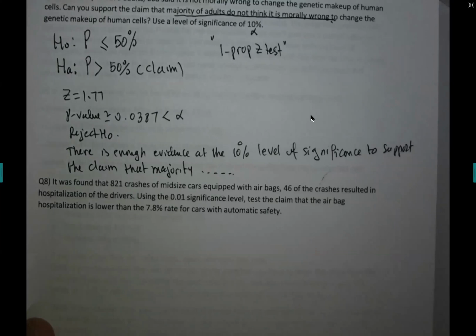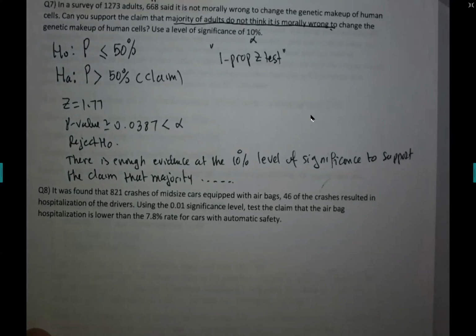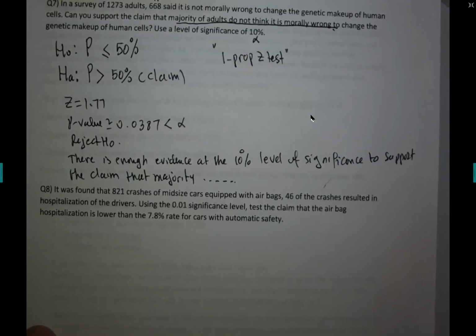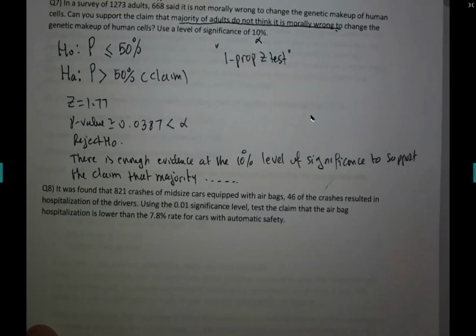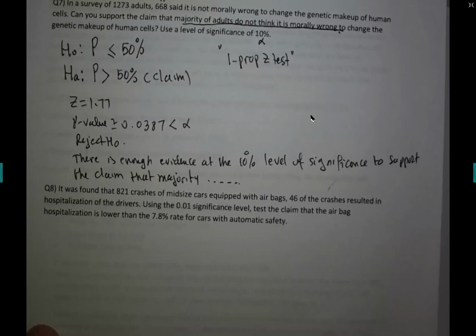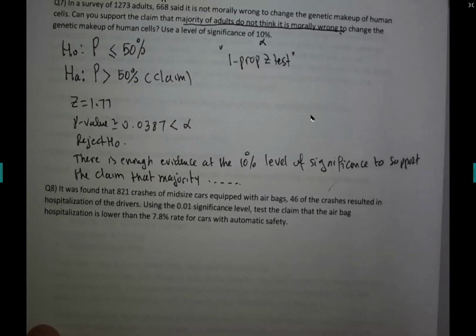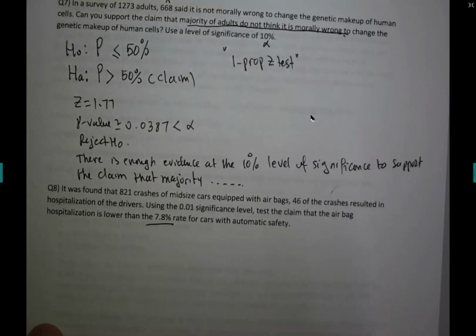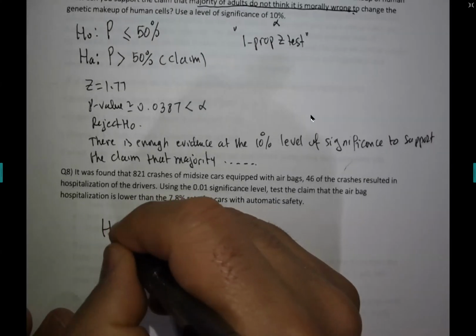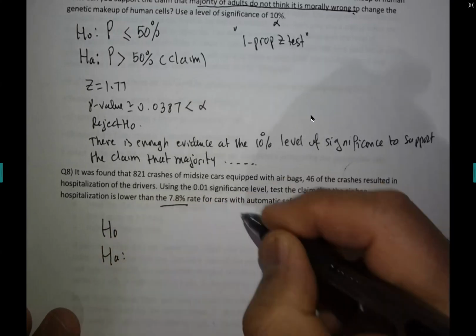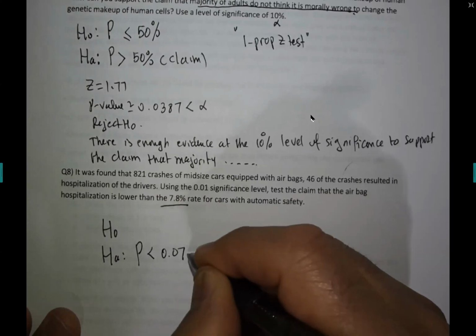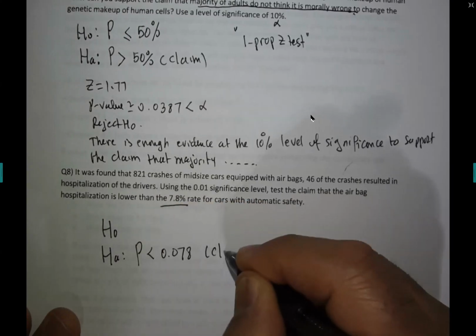Question 8. It was found that 821 crashes of mid-sized cars equipped with airbags, 46 of the crashes resulted in hospitalization of the drivers. Using a 0.01 level of significance, test the claim that the airbag hospitalization is lower than 7.8%. What would that be? 1-prop Z. P is less than, change it to a decimal, 0.078. That's the claim.